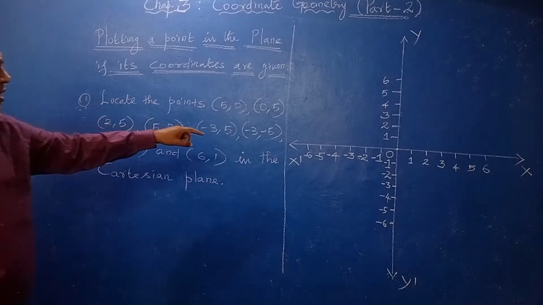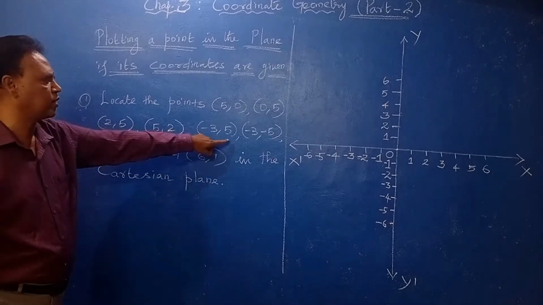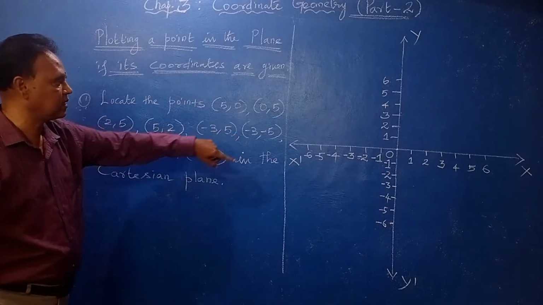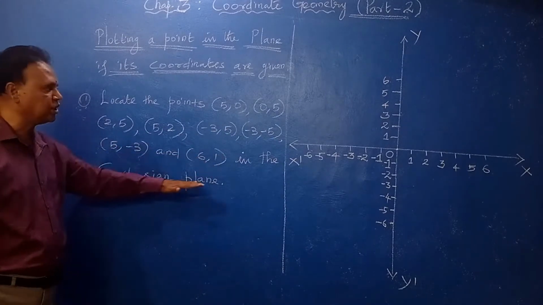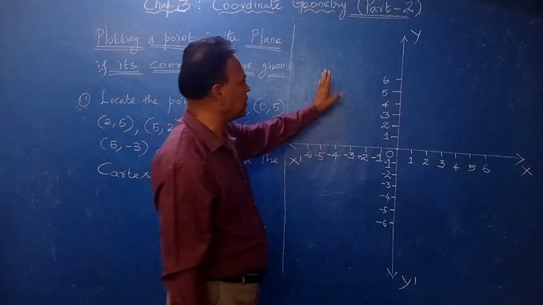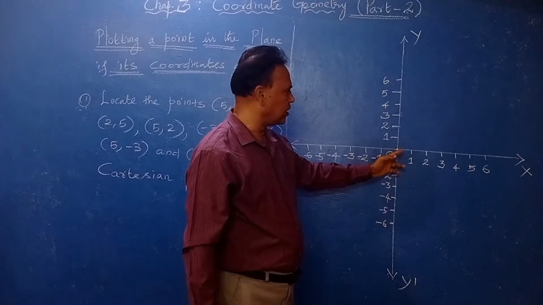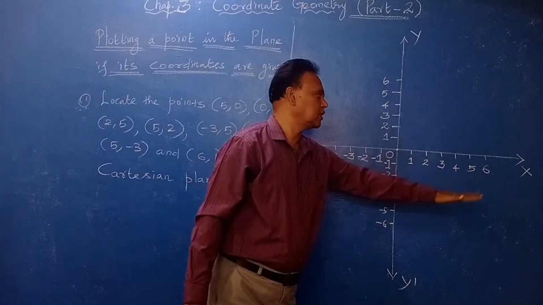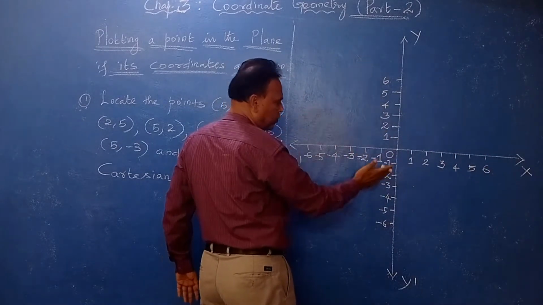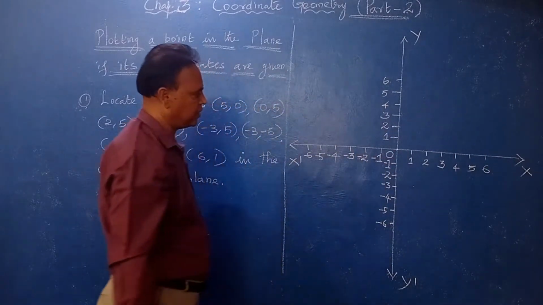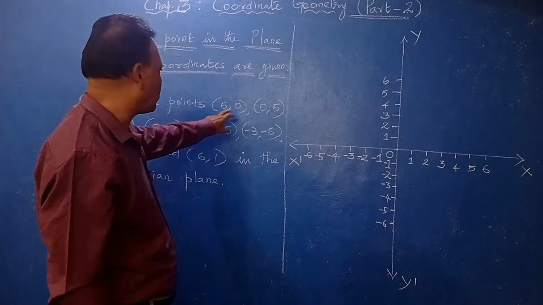Locate the points (5, 0), (0, 5), (2, 5), (5, 2), (-5, -3), (5, -3), (-5, 5), (-3, 6), and (1, 1) in the Cartesian plane. So you know Cartesian plane, this is the Cartesian plane. Draw X'X, Y'Y. This is positive. Always right side positive, above positive, below negative, left side negative. Easily we can remember. Now we have to plot one by one.